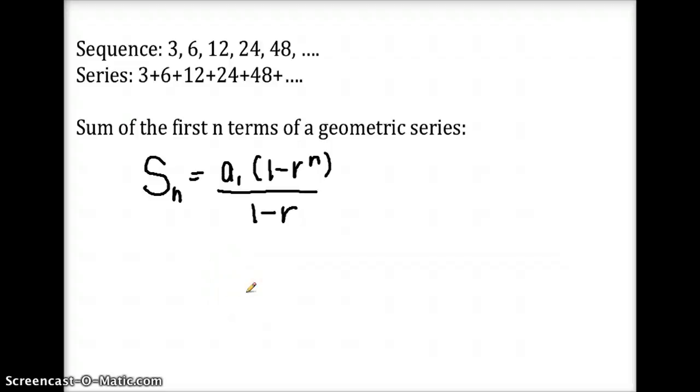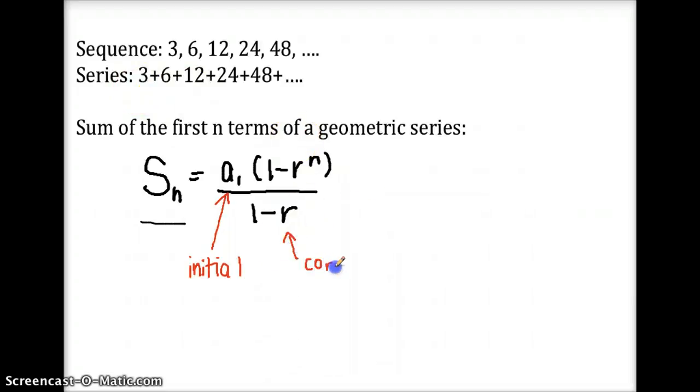So it says S sub n equals a sub 1 times 1 minus r to the power of n over 1 minus r. So S sub n stands for the sum of the first n terms. So this is the sum of the first n terms. A1 is the initial term, so in this case it would just be 3.